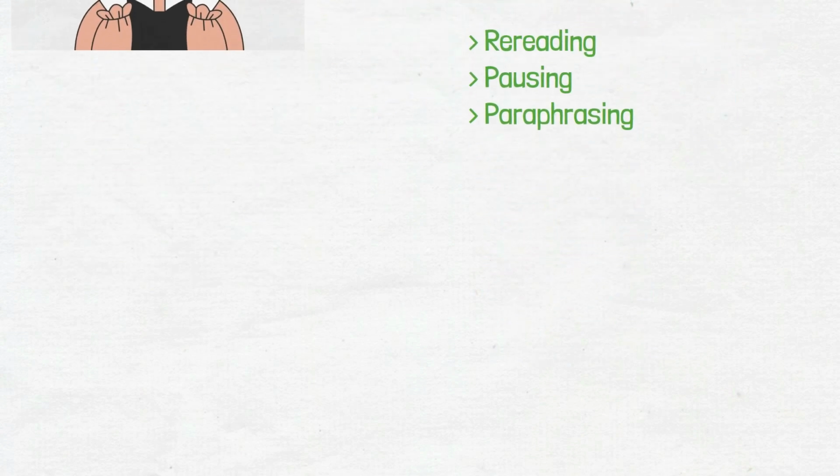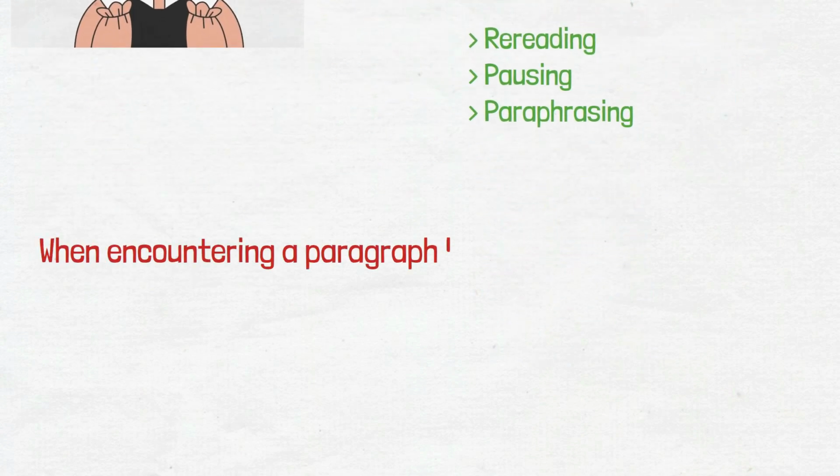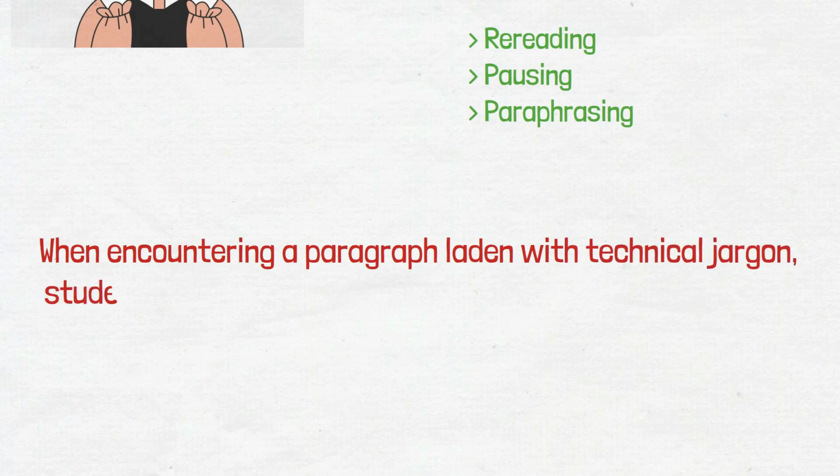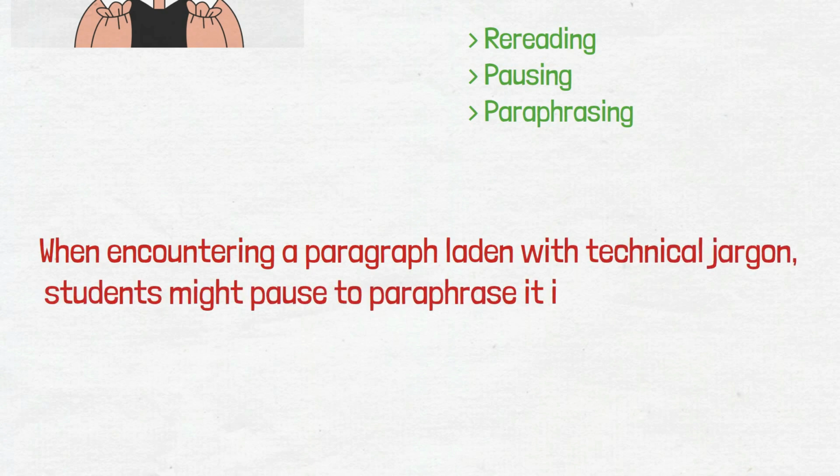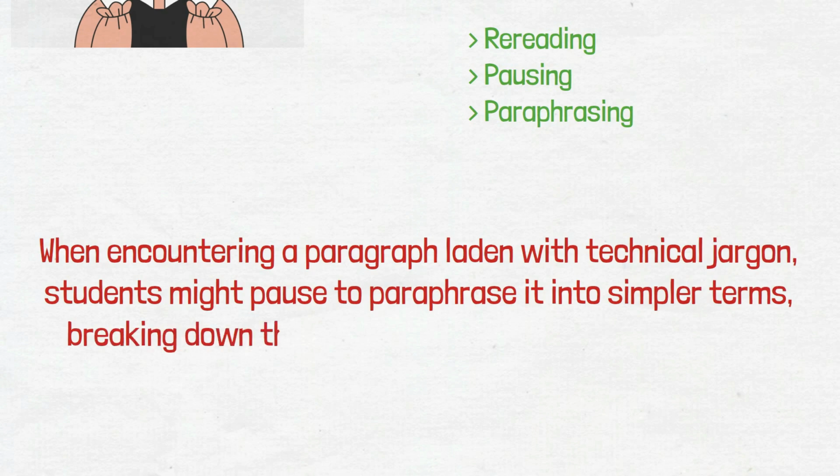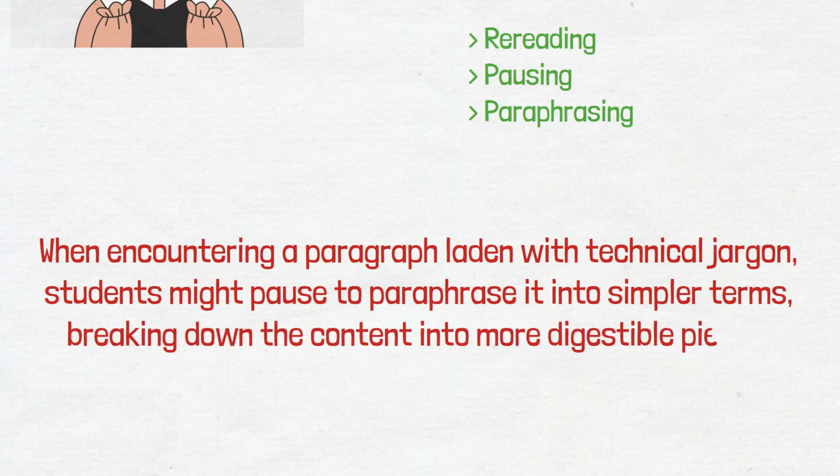For example, when encountering a paragraph laden with technical jargon, students might pause to paraphrase it into simpler terms, breaking down the content into more digestible pieces. Comprehension also varies by the type of text students encounter.